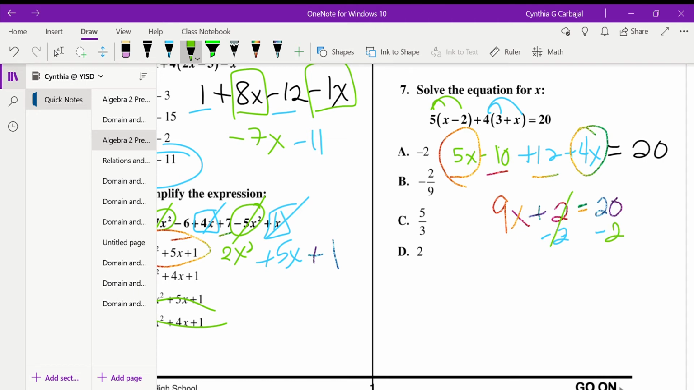Okay. So that's going to give me 9x equals 18. And then last thing is to divide by 9. Divide by 9, x is 2.